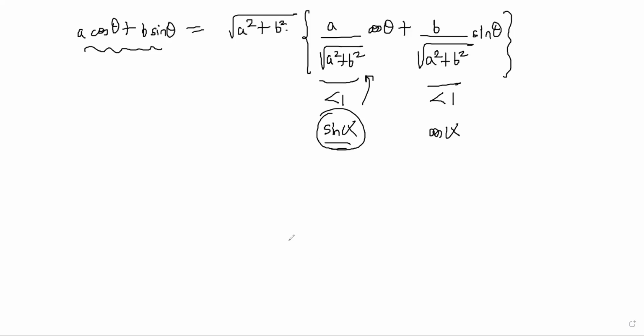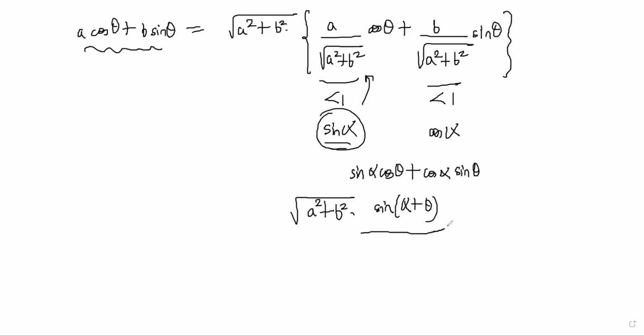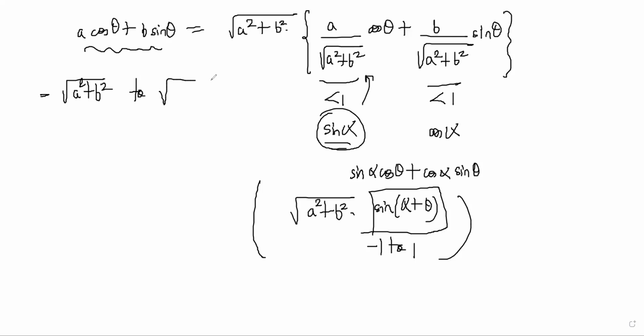So then the whole thing will become sine alpha cos theta plus cos alpha sine theta, which is equal to sine of alpha plus theta. And outside there is a root a square plus b square. And since this can go from -1 to 1, the whole expression can go from minus root a square plus b square to plus root a square plus b square, which is the range of this, right?